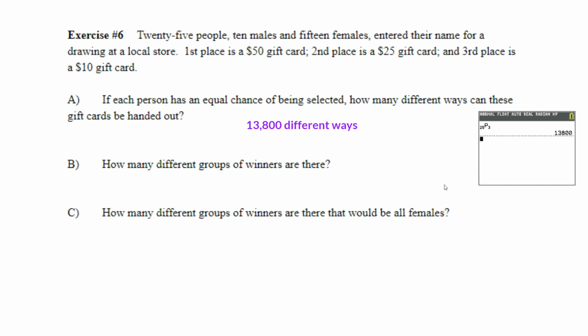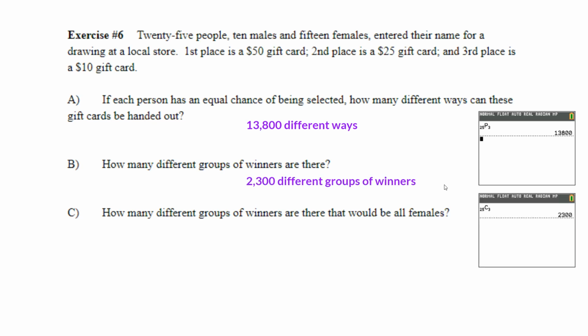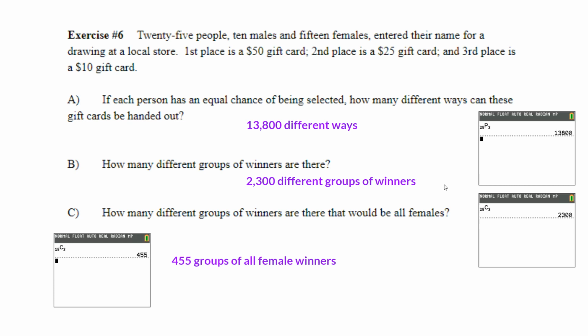How many different groups of winners are there? This would be a combination because we're just talking about groups of winners. It doesn't specify the order in which these can be handed out. You're considered a winner whether you're 3rd place or 1st place, I guess, in this context. How many different groups of winners are there that would be all females? So this would also be a combination. Again, it just says group of winners. So if 1st, 2nd, 3rd is a group of winners, it's 15 females taking 3 chances of winning. So 455 groups of all female winners.